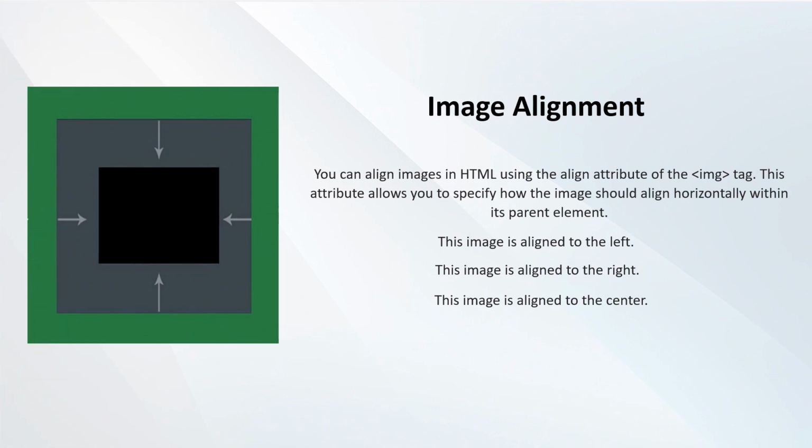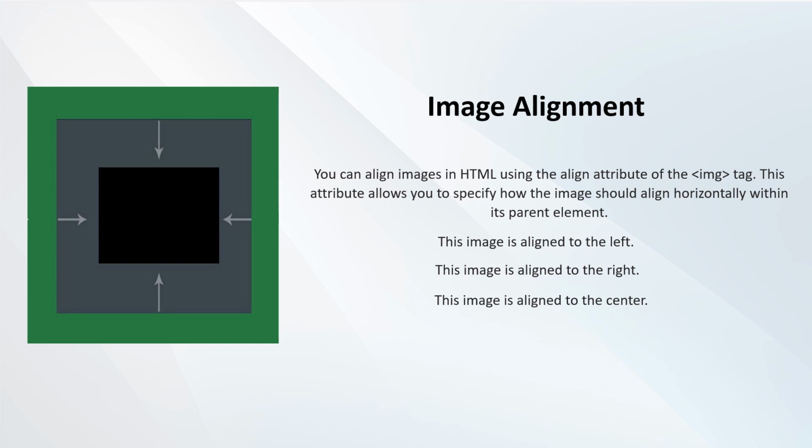Working with images in HTML, aligning them appropriately can significantly impact the overall layout and visual appeal of a web page. HTML provides the align attribute for the image tag, though it's important to note that this attribute is deprecated in HTML5. Instead, aligning images is commonly achieved using CSS, like align to left, align to right, and align to center. By applying styles such as float left or float right, you can align images to the left or right within their containing elements, allowing text or other content to wrap around them.